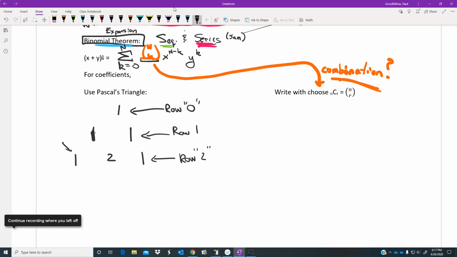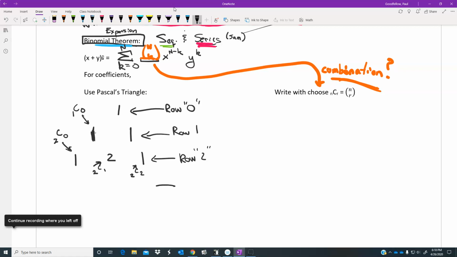Now, each one of these is represented by a little combination notation. This row right here was two objects, and I was choosing in that particular spot none of them. This one was I had one object, and I was choosing none of them. That's why that combination turned out that way. This particular one was two objects, and I was choosing one at a time. That's why that's two, choose one. This would be two, choose two. I have two objects, choosing two of them at a time.